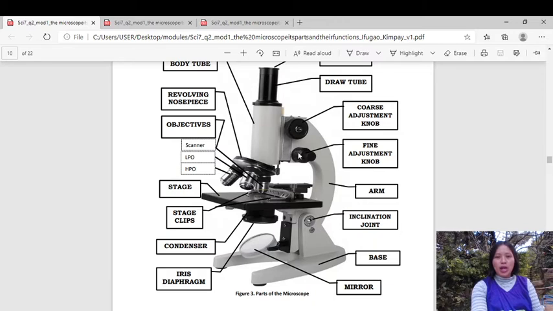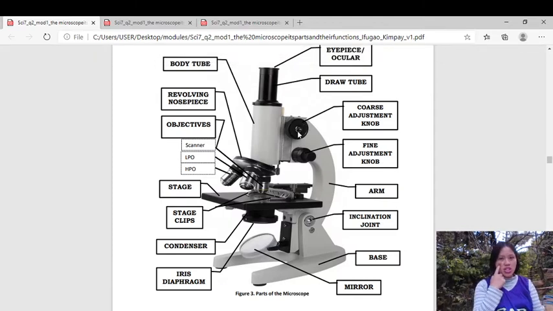Next, you have the adjustment knobs. There is a bigger one and a smaller one. The bigger one is called the coarse adjustment knob. That is used to focus the low power objective and the scanner, and it has a faster movement. The movement will be faster if you use the coarse adjustment knob as compared to the fine adjustment knob. The fine adjustment knob is used to focus the high power objective and the movement is finer.